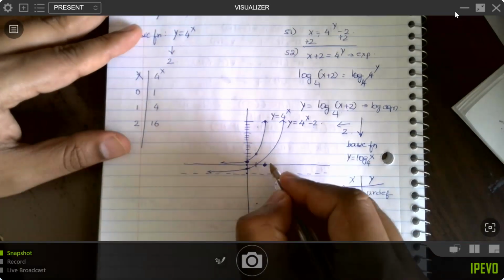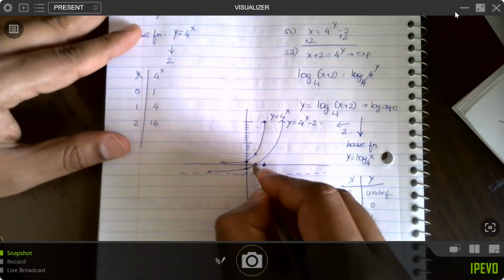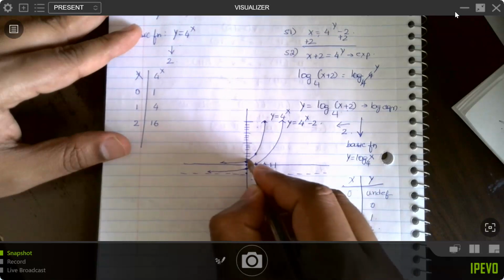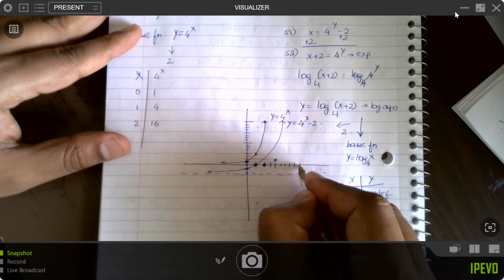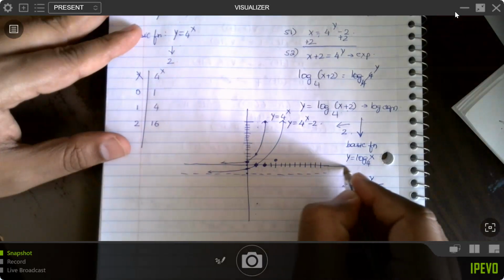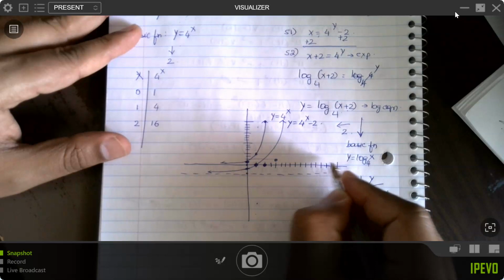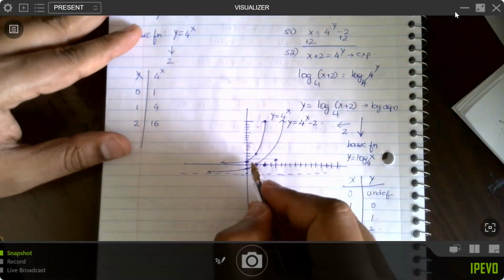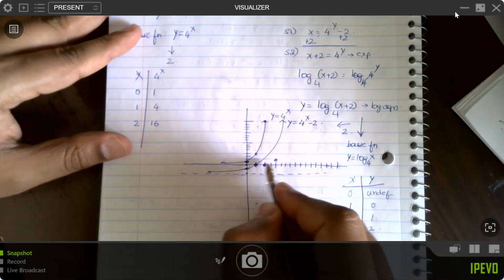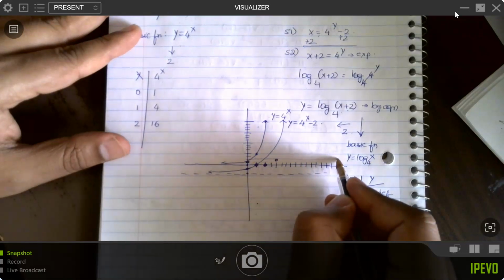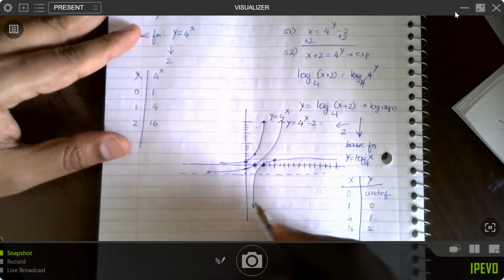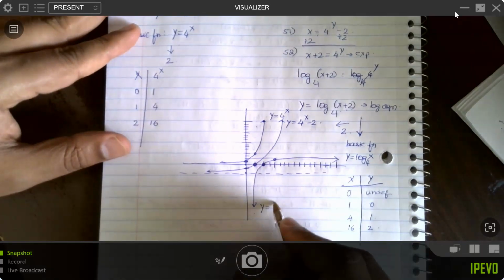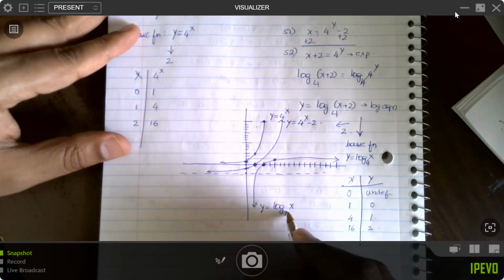When x is 4, you get 1. So at 4, it is going to be a 1 here. 5, 6, 7, 8, 9, 10, 11, 12, 13, 14, 15, and a 16. At 16, it is going to be a 2, so that's going to be somewhere here. So the graph of this function is going to be approximately like this. This is a graph of y equals log x to the base 4.